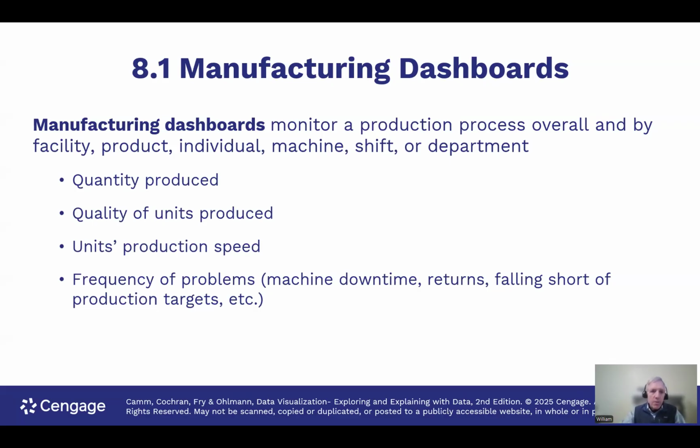So things like the quantity produced, the units produced, the production speed, or the frequency of problems. That'd be machine downtime, returns, falling short of targets, etc.